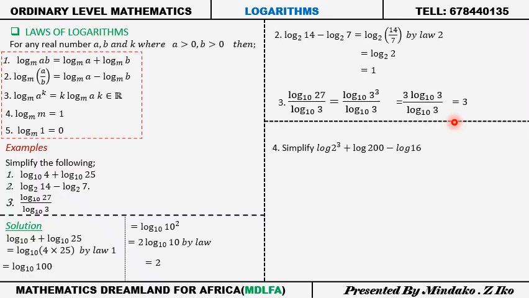All right, let's look at this part 4 here, example 4, though I did not include it here, so I just decided to give it so that I can actually emphasize on some things. Okay, so simplify log of 2 to the power 3 plus log of 200 minus log of 16. So you notice here that the bases are not given.